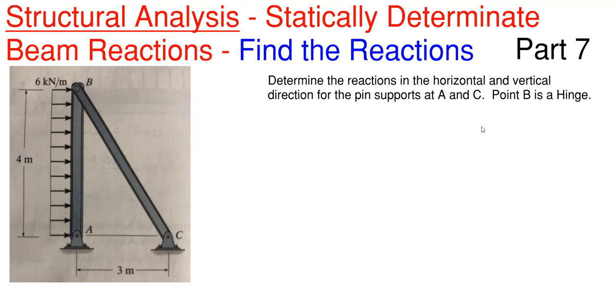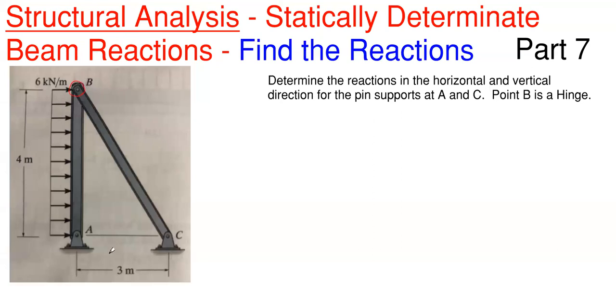So what we have going on in today's video is that we're looking at structural analysis, and we're going to be looking at statically determinate beam reactions. This will be our 7th part in this series. We have this picture on the left, and we are tasked with determining the reactions in the horizontal and vertical directions for the pins at A and C. We are also told that B up here is a hinge.